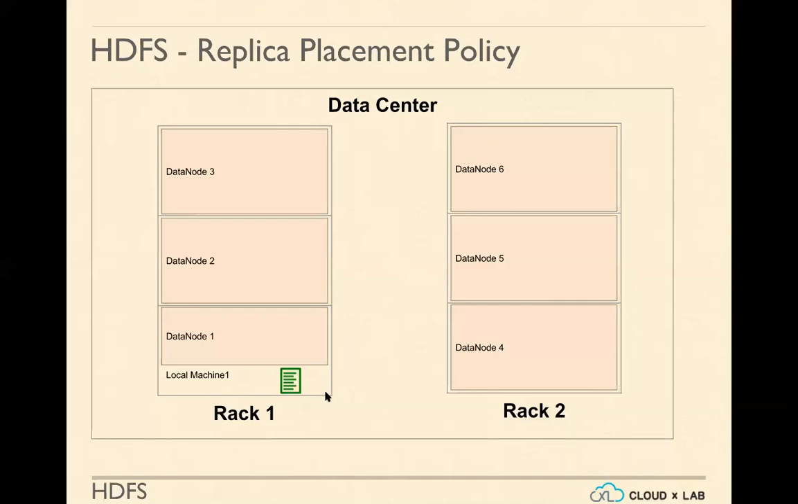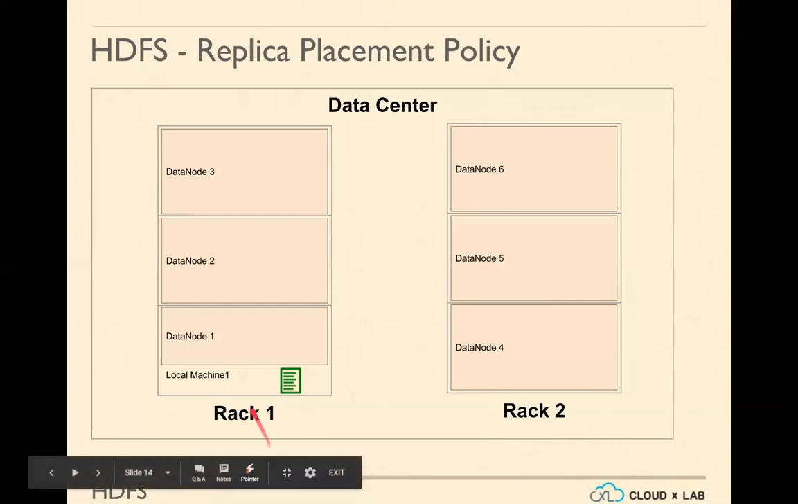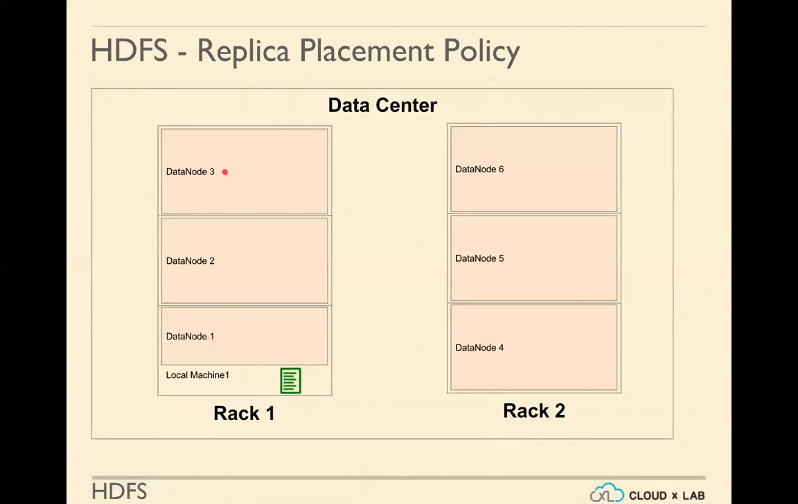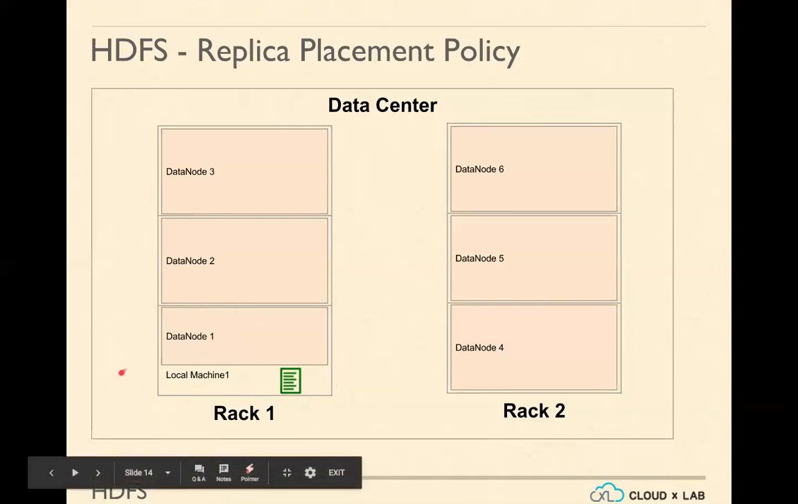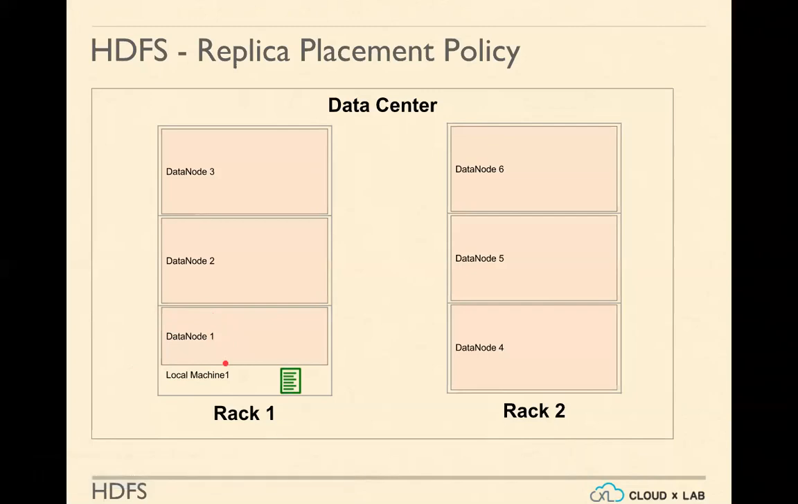Now, imagine that you have 2 racks, rack 1 and rack 2. Rack 1 contains 3 computers. These 3 computers are running the data node process: data node 1, 2, and data node 3. And you are logged into data node 1. The machine on which I am logged in, e.cloudxlab.com, is also a data node. So you can actually log in to one of the data nodes and start operations.